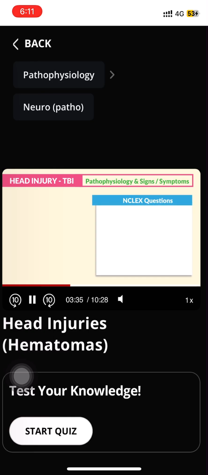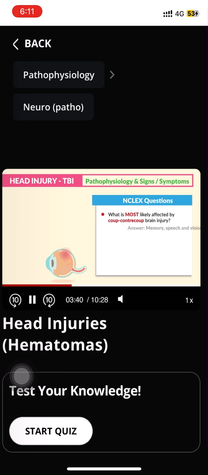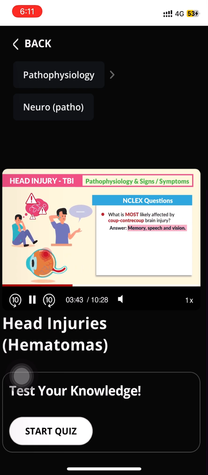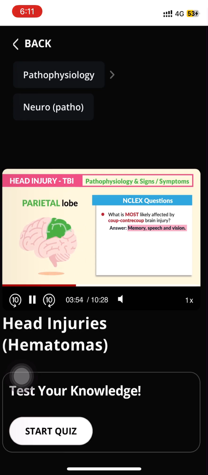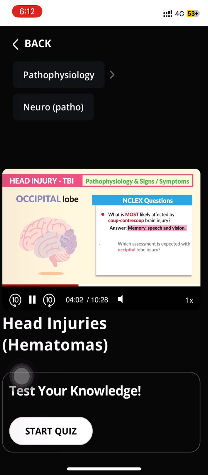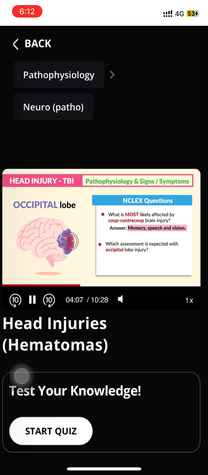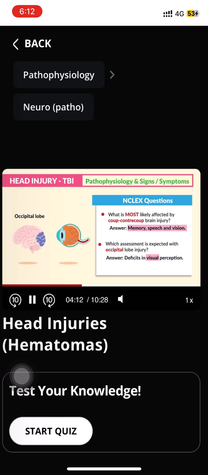Now, two common NCLEX questions. What is most likely affected by a coup-contrecoup brain injury? The answer is vision, memory, and speech, that expressive aphasia. Remember, both front and back, so the front office and the occipital lobe, that ocular vision, are affected. Not sensory function, that's the parietal lobe, which is the most commonly chosen wrong answer, and not hearing, that was the temporal lobe there. Now, question number 2, which assessment is expected with an occipital lobe injury? And the answer is deficits in visual perception. So remember, occipital, just think ocular for your eyes.